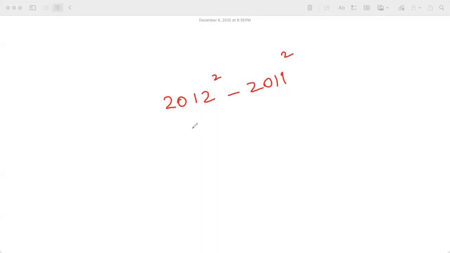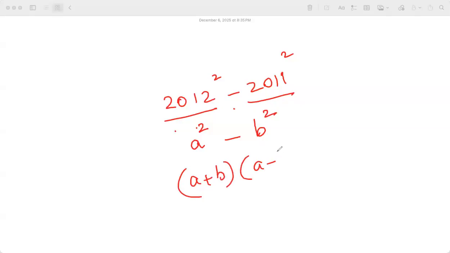Because it would be 2012 minus 2011 multiplied by 2012 plus 2011. Good job, Shyam. So basically, what did you consider this as? A squared minus b squared. What is the formula for this? A plus b times a minus b.